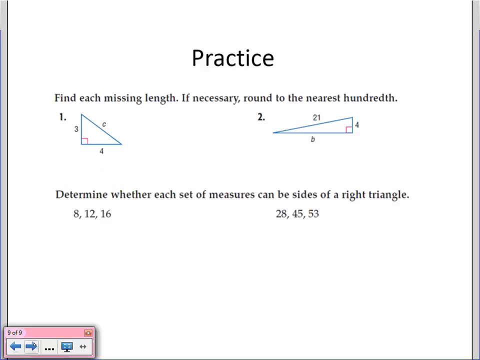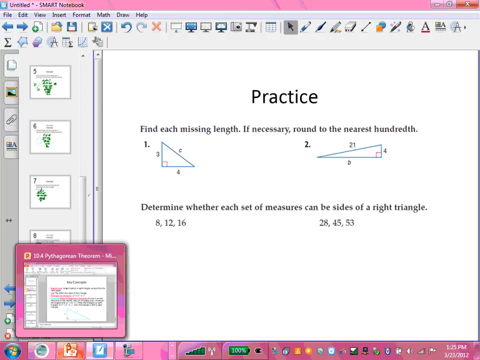Okay. Now here are a couple practice problems for you to work. I'd like you to get these on your notes, and when we see each other next time, we'll go over them as soon as we see each other. Okay? Good luck.